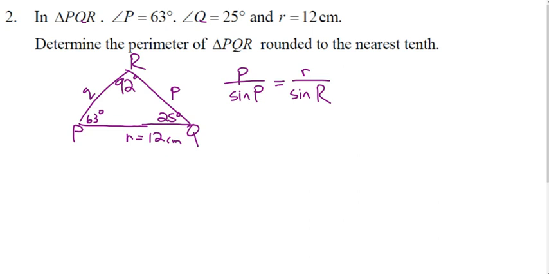We're going to solve for p and q, then add everything together, and then round, because it's the last thing we do.